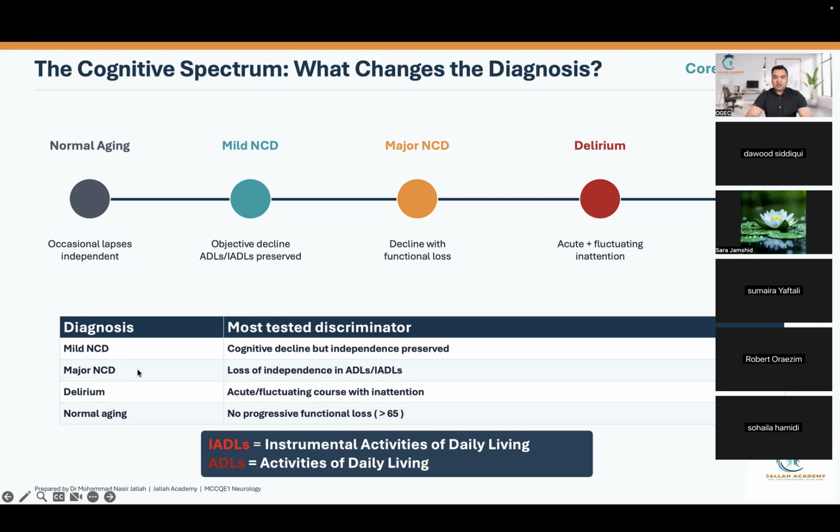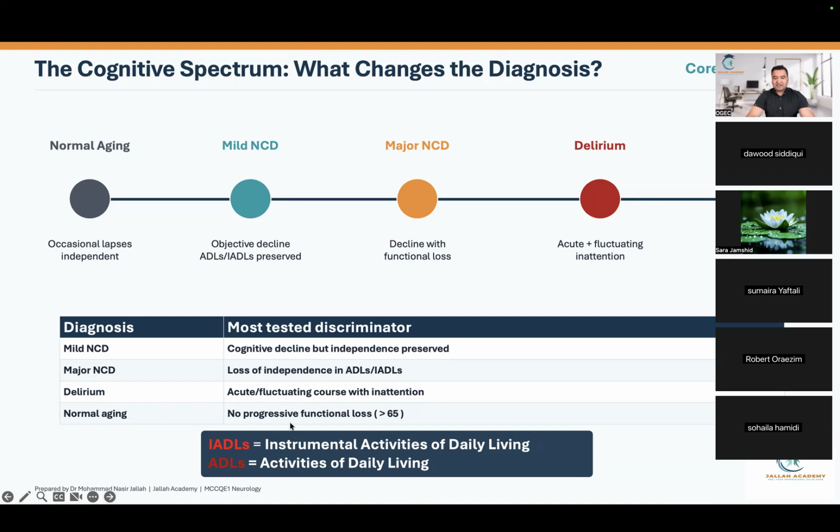Major neurocognitive disorder is loss of independence. Now you're dependent on others to help you with your day-to-day activity because not only do you have a memory issue, you cannot function properly. So you don't know how to drive, or you don't know how to go to the market and come back, or go to the store and come back. You lose all those abilities. You become dependent on somebody else to do that with you or for you. And delirium is an acute fluctuating course with inattention.